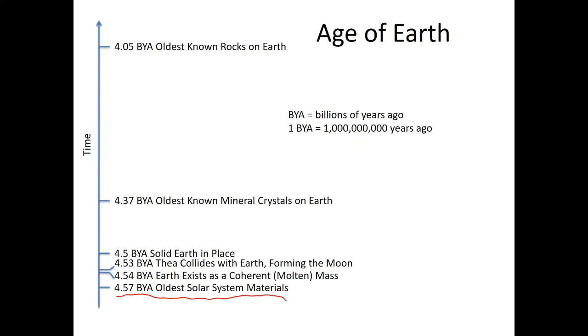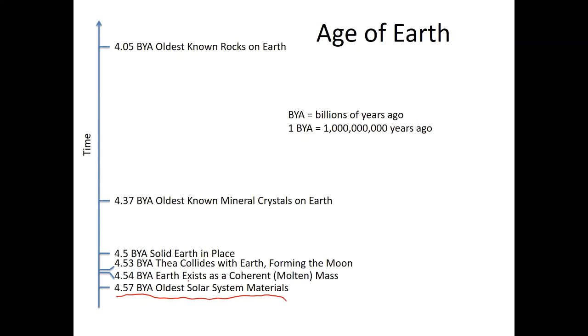And so by 4.54 billion years ago, the Earth existed as a coherent or condensed body. So everything was together. It was no longer a cloud of debris that was forming. It was all together, but it was molten. It was not solid. And 4.53 billion years ago, a nomadic planet named Theia, about the size of Mars, collided with Earth and threw off material that would consolidate and form the moon.